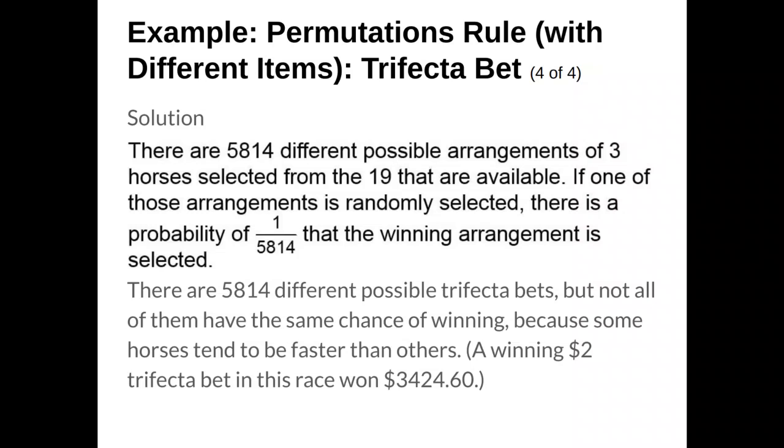So if we did that, take 5,814 times 2, that gives us $11,628 to place a $2 bet on every single outcome. Now the winnings were $3,424.60, so we'll subtract that from the $11,628 that we bet. If we made a $2 trifecta bet on all possible outcomes of this 19-horse race, including the winnings we would have made, we would have lost $8,203.40. So that's why just betting them all isn't actually a worthwhile strategy.